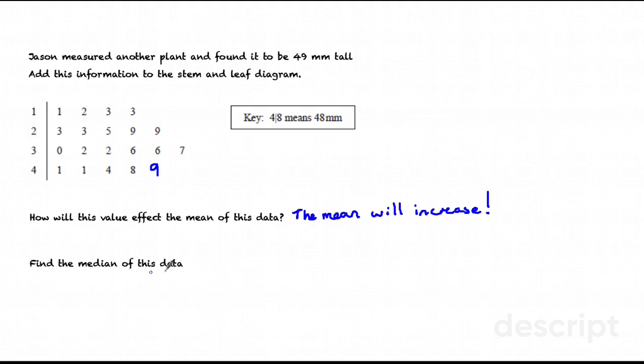We're also asked to find the median for this data. And I wanted to do this because here we have 20 values now. We had 19 before, I've added one more. So n is now equal to 20.